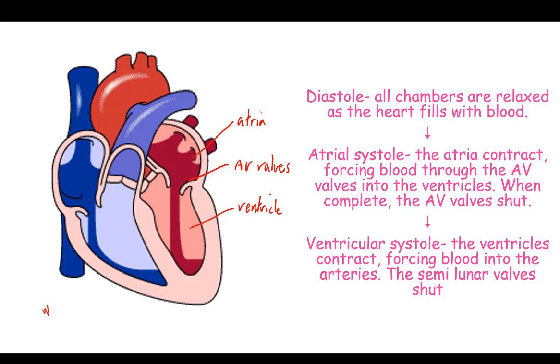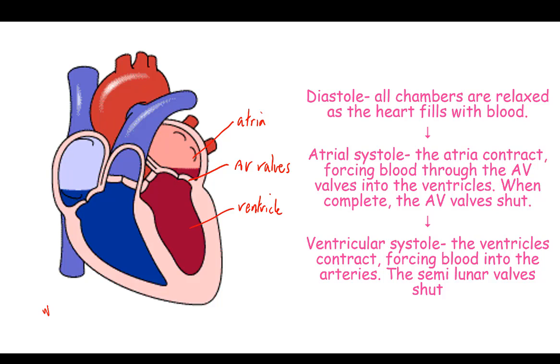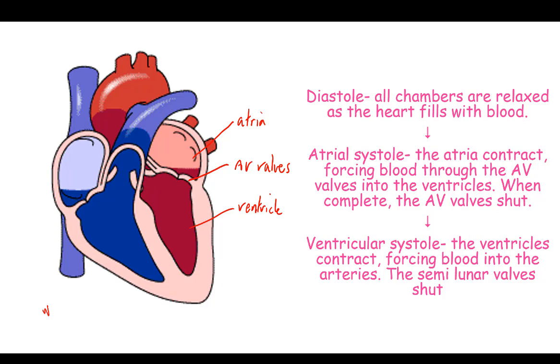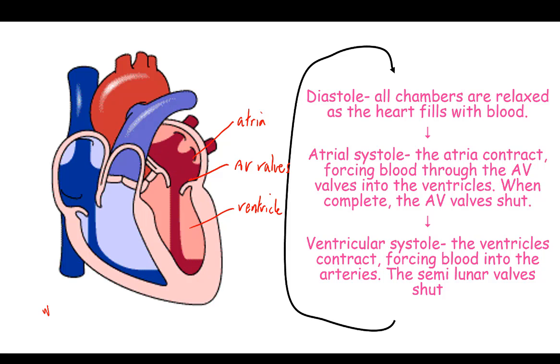Then after that, we've got ventricular systole, which is where the ventricles contract, which forces blood upwards and outwards into the arteries. And then when it's finished, the semilunar valves shut. And that will continually repeat. So each cardiac cycle is made up of 3 distinct stages: diastole, atrial systole, and then ventricular systole.